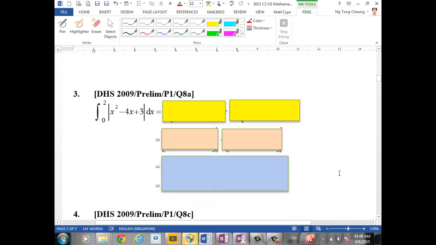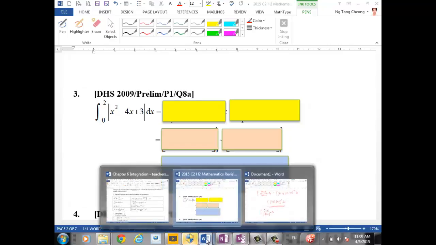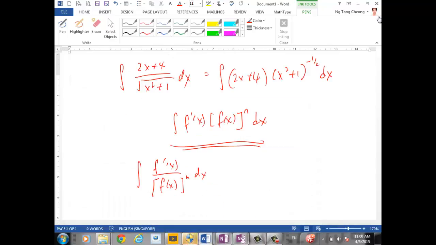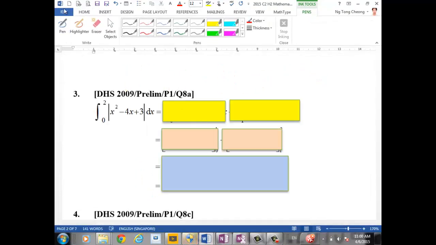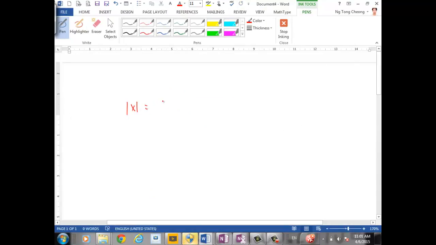With a modulus there, you cannot possibly start the integration right now. So your aim is to get rid of the modulus. Now how then can we get rid of the modulus? Let's revise a bit of concepts involving modulus. Remember your basics here. Modulus x is simply defined to be x or minus x, if x is at least 0, or if x is less than 0.